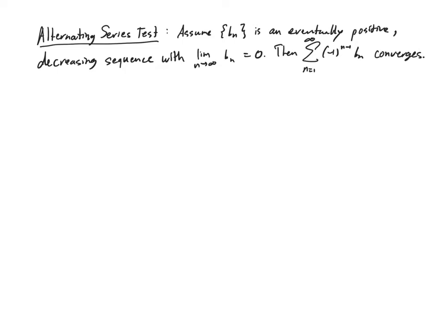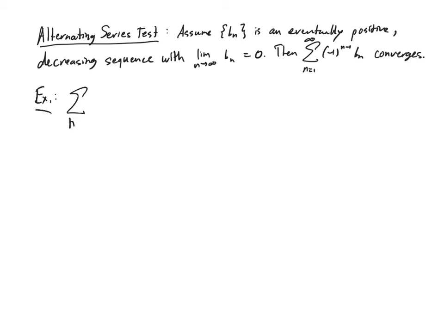So suppose we have an eventually positive decreasing sequence b sub n with the limit as n goes to infinity of the terms of that sequence being 0. Then the statement of the alternating series test is that the series of negative 1 to the n minus 1 times b sub n converges. Okay? So the terms have to go to 0, and the absolute value of the terms has to be decreasing. So let's look at an example of this.